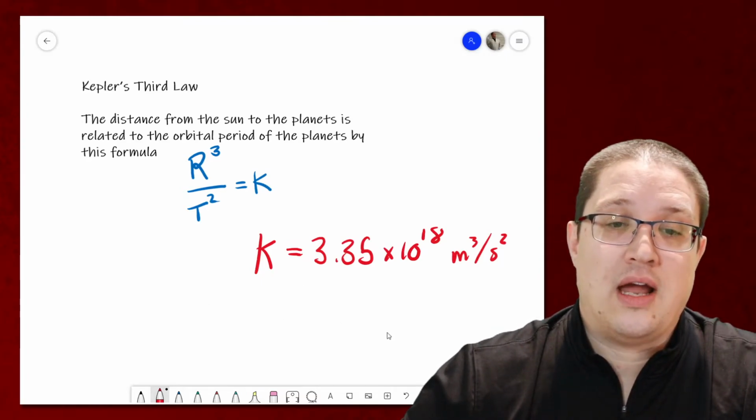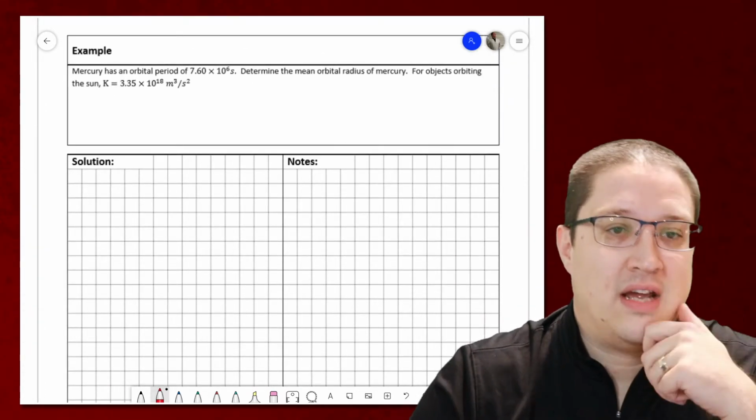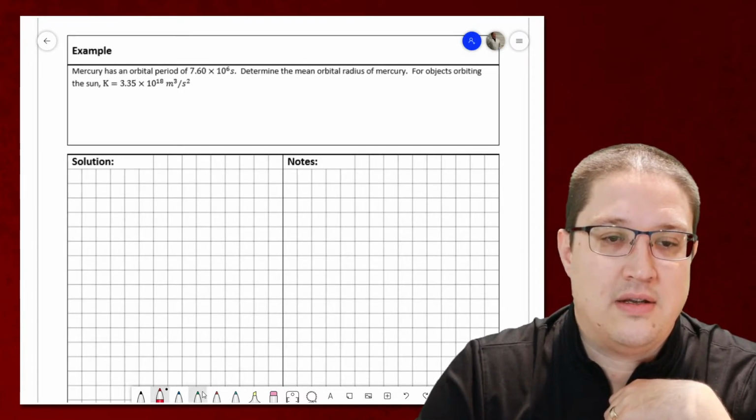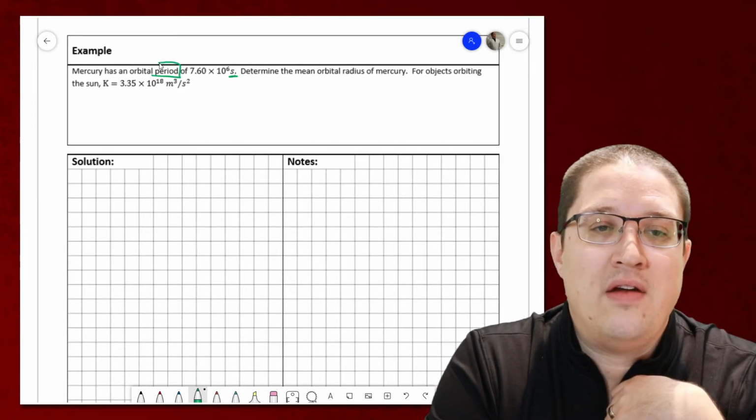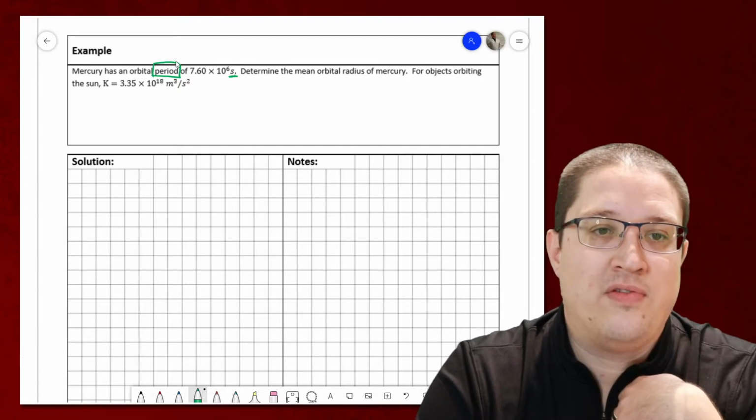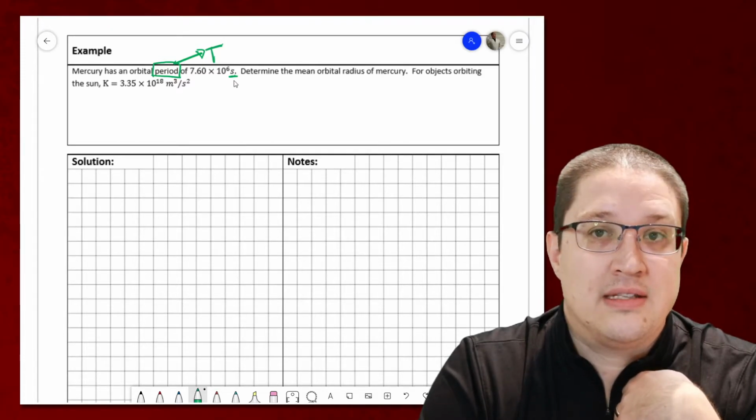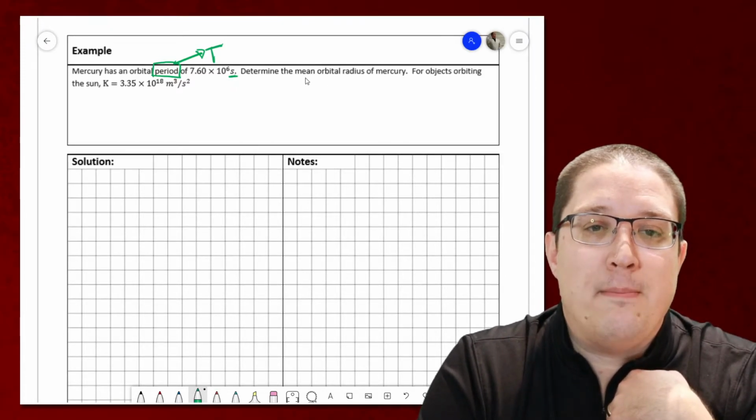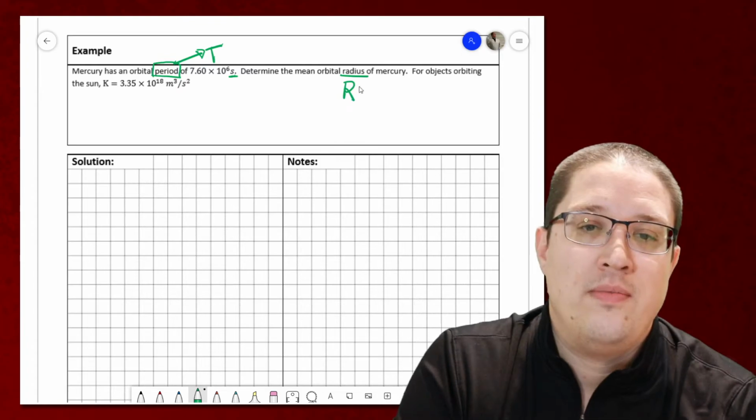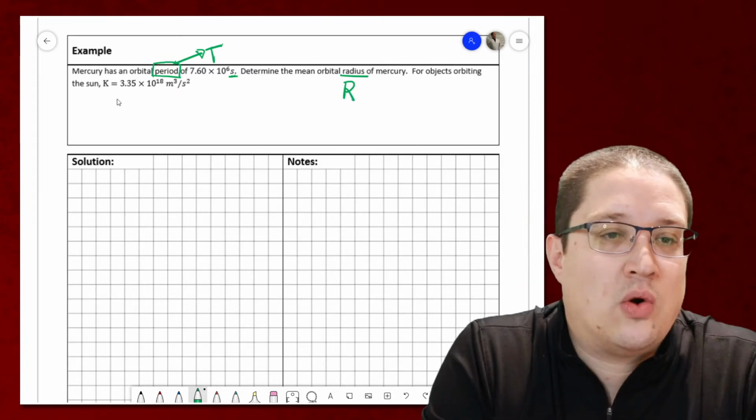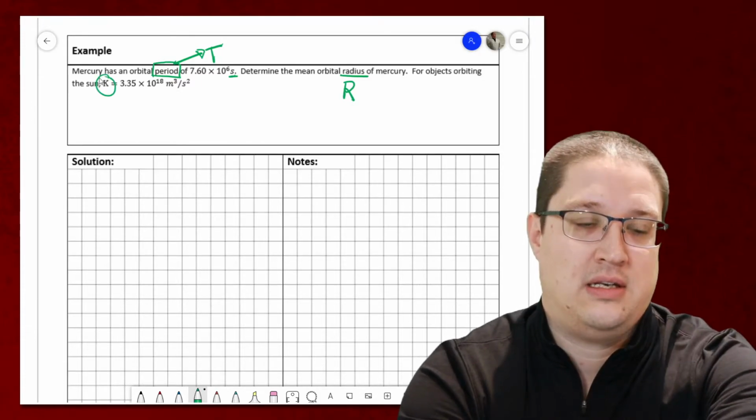So, let's take a look at an example here. Mercury has an orbital period of 7.6 times 10 to the 6th seconds. First thing we can note is that this is already in seconds, and we have period here, and we know that the symbol for period in physics is capital T. I've already got this in seconds, I don't need to convert it. Determine the mean orbital radius. So in this case, we are looking for our radius, which is capital R, of Mercury. And for objects orbiting the Sun, it gives us Kepler's constant already. So we have that already, which is excellent.